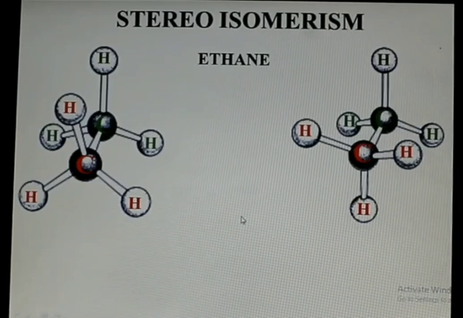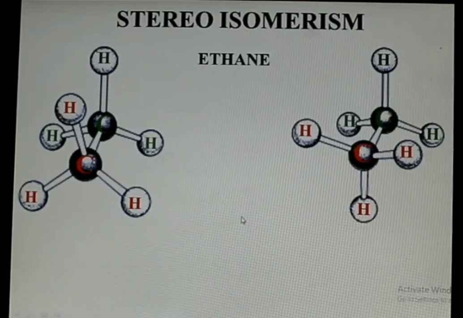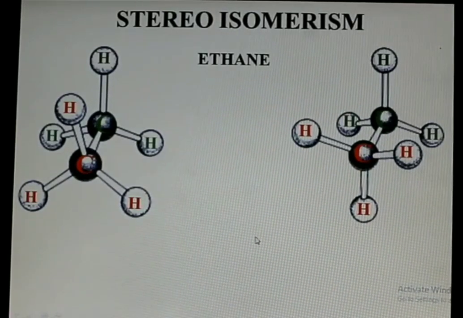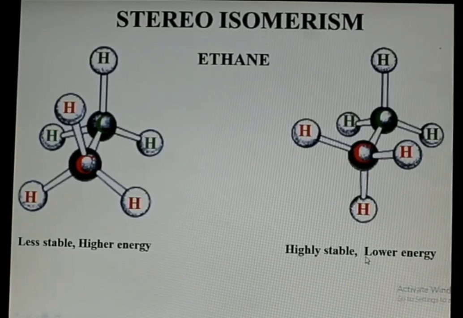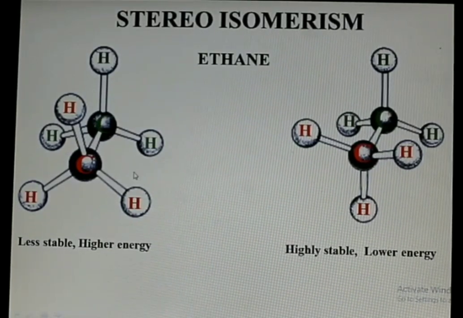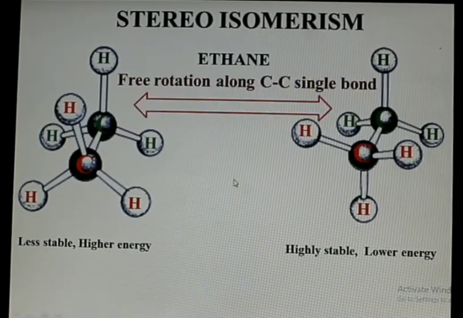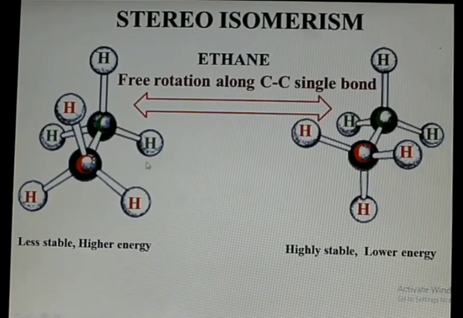So these two are different structures with the same molecular formula, same structural formula, but different spatial arrangement of atoms or groups of atoms. Now, this one is less stable with higher energy. This structure is highly stable with lower energy. How can you get this structure from this one, or how are these structures interconvertible? You can get this structure from this one or vice versa simply by rotating this carbon-carbon single bond.